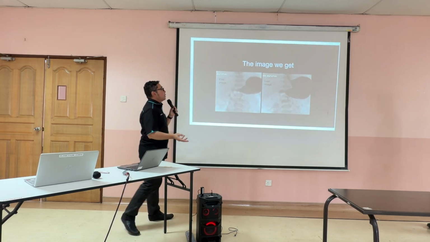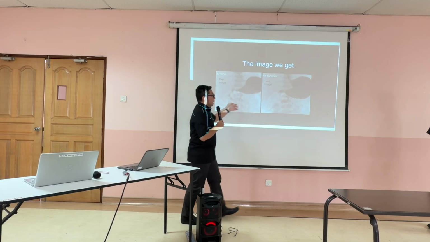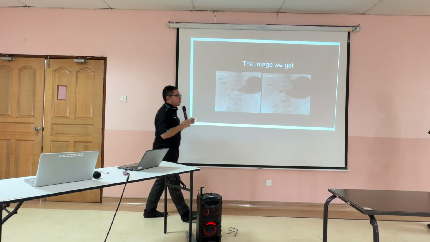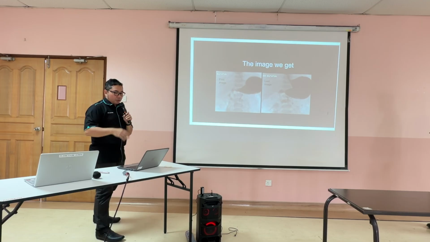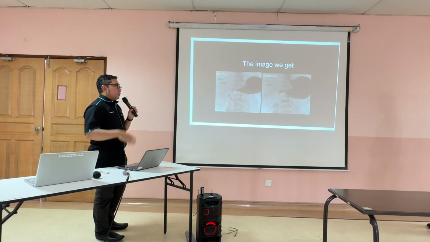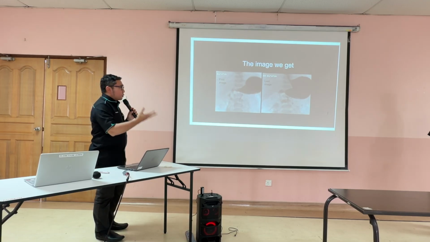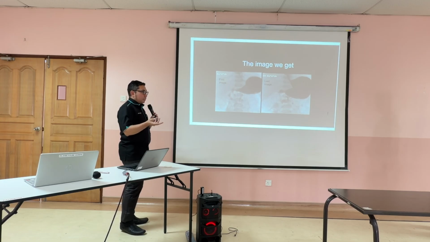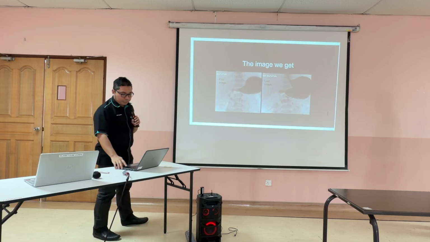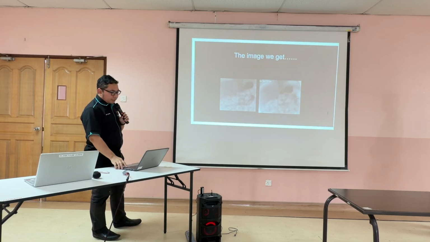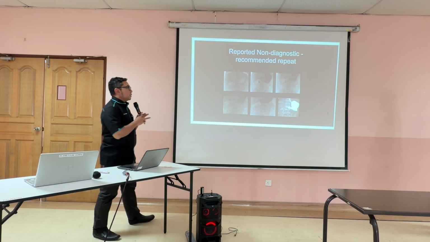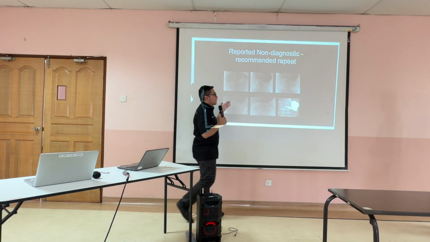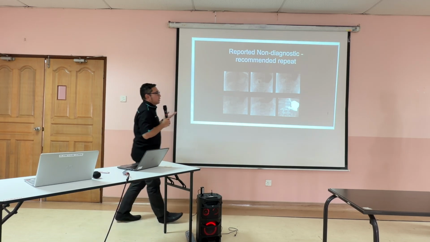But the images we get are like this, and like this. So how do you make sure this baby has malrotation? You need to repeat the fluoroscopy and give contrast again, with extra radiation, and when the patient goes for operation it turns out to be normal. You waste all the time and money, and the patient needs to be intubated and everything. With the image we get, the report usually recommends repeating because it is non-diagnostic. I'm not sure whether this is malrotation or not.